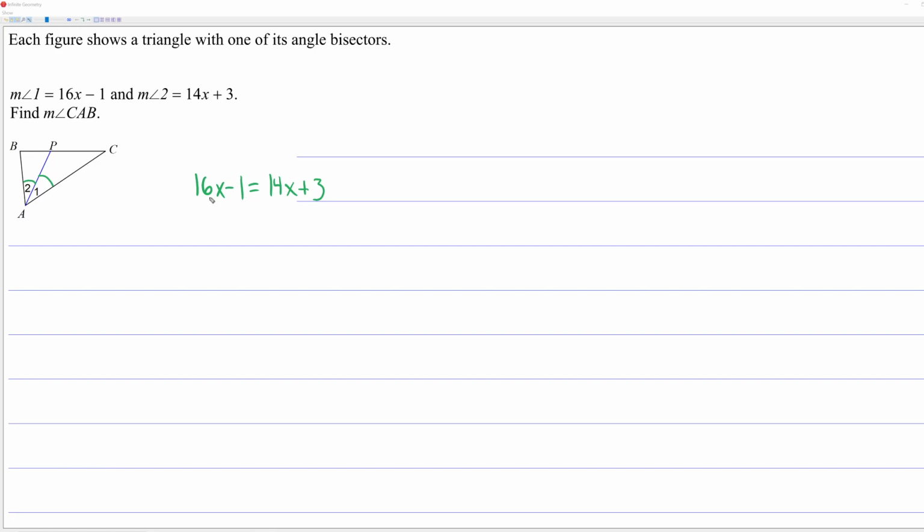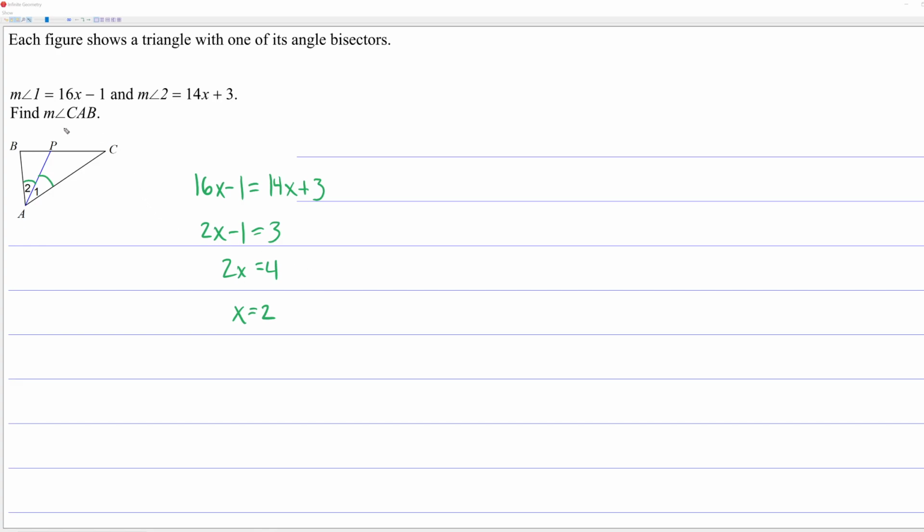So if I subtract 14x from both sides, we have 2x minus 1 equals 3. Add 1 to both sides, we get 2x equals 4. Now divide by 2 and you get x equals 2. Now be careful. Make sure you actually answer the question that's being asked.